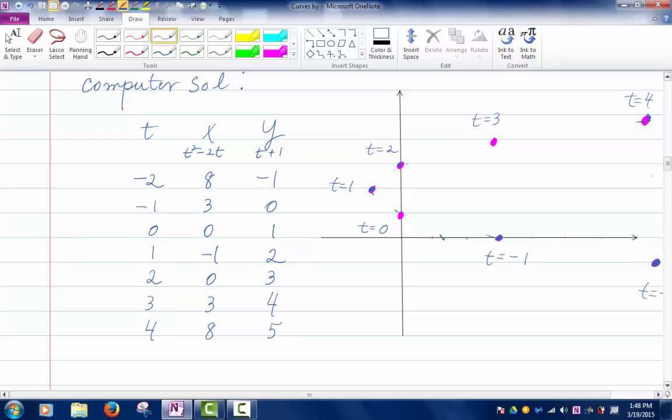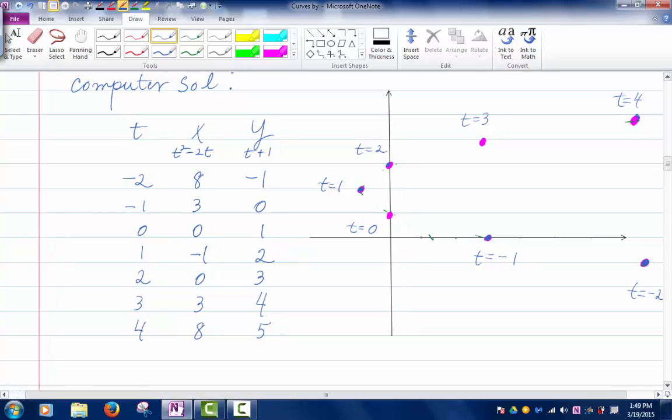Okay, so again, the computer will pick a bunch of values of t and then evaluate the corresponding points on the curve. So how many points do I have here? I got the point 8, -1. I got the point 3, 0. I got the point 0, 1. I got the point -1, 2. I got the points 0, 3, 3, 4, 8, 5. Right? Those are the points that I get. Those points lie on the curve. So then the computer will plot them on the plane. So I have plotted those for you, all the pink points that I have.